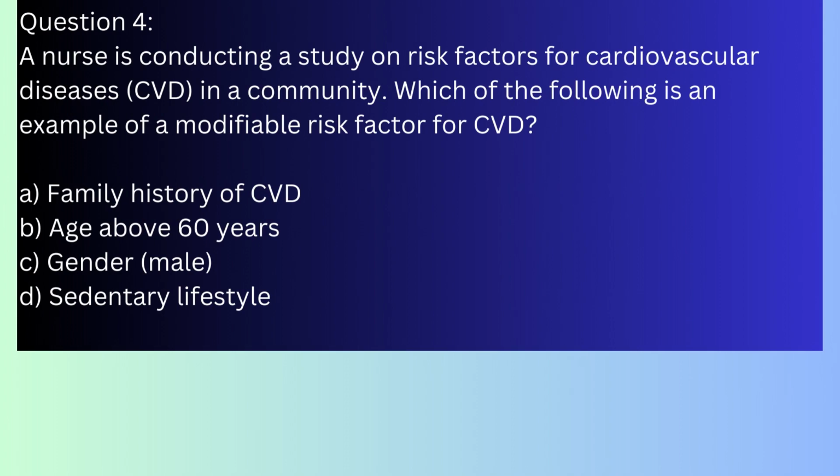Question 4. A nurse is conducting a study on risk factors for cardiovascular diseases, CVD, in a community. Which of the following is an example of a modifiable risk factor for CVD? A. Family history of CVD. B. Age above 60 years. C. Gender, male. D. Sedentary lifestyle.